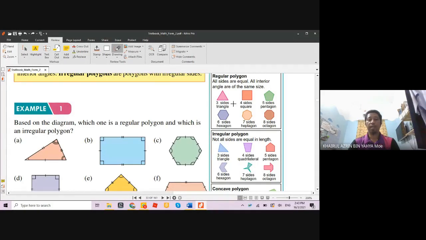Okay. So next, 3-side triangle we call as equilateral triangle. That is the specific name for the triangle. Okay. If only 2 sides are equal, we call as isosceles triangle. But this one, all sides are equal. We call as equilateral triangle. This one, 4 sides square, we call as square. This is pentagon, hexagon, heptagon, octagon. Pentagon 5 sides, hexagon 6 sides, heptagon 7 sides, octagon 8 sides. Okay, and then this is irregular polygon, not important.